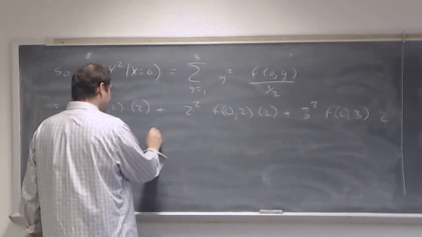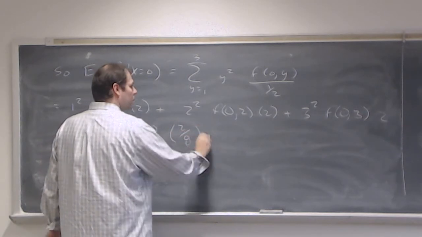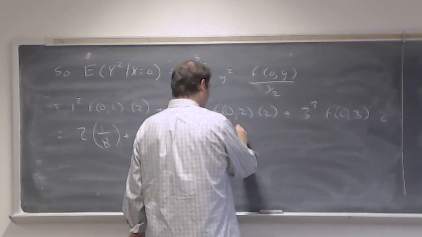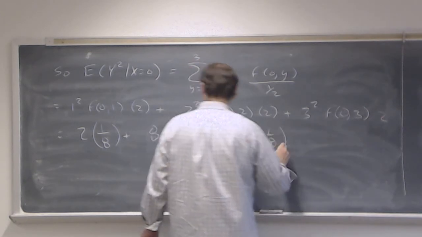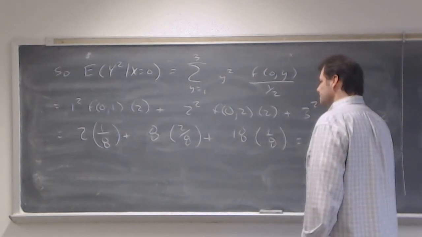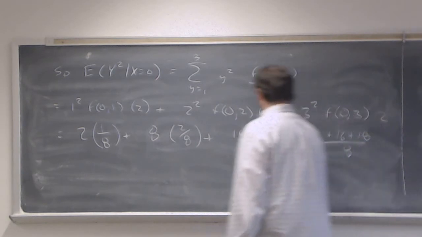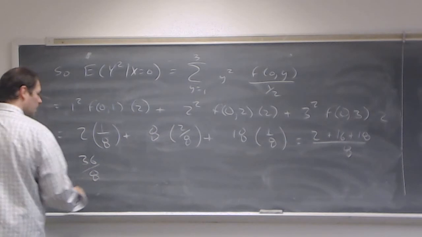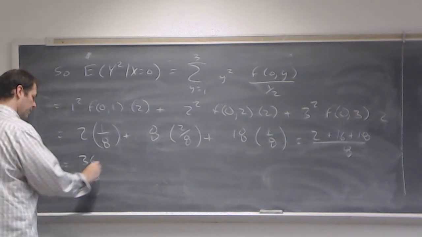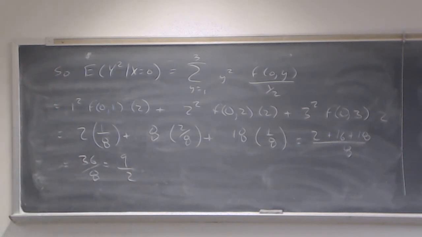Plus this is 4, this is 8, times f of 0, 2, I'm looking at 2x... plus 9, 18, times f of 0, 3 is 1/8. So I end up getting 2 plus 16 plus 18 all over 8. That ends up being, I think, 36 over 8. So let's see, 4 definitely goes into both of these, so it's 9/2. That's what I got for the expected value of y squared given x equals 0.